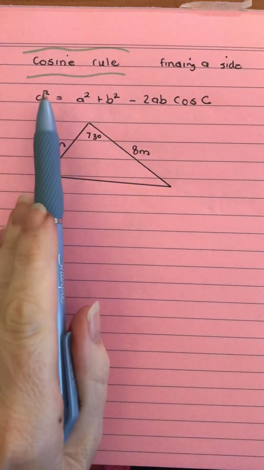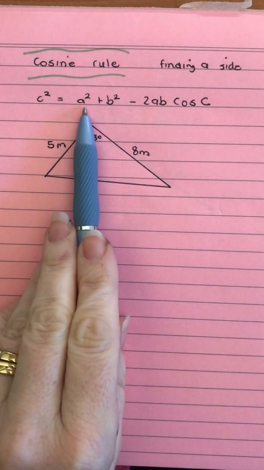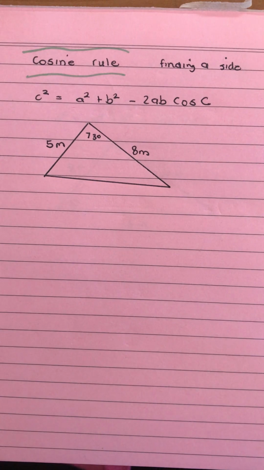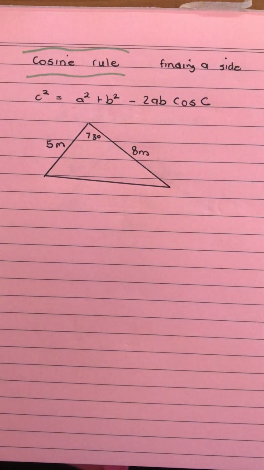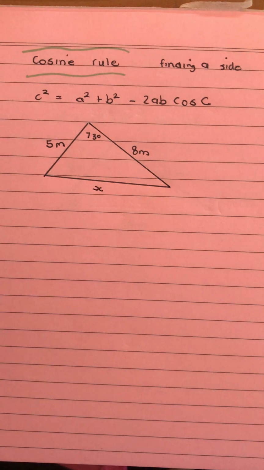Our cosine rule is for non-right angle triangles, and it is c squared equals a squared plus b squared minus 2ab cos C. When we see the triangle, it may have letters on it already. I like to use the ones from the rule. You can rewrite the rule to match the letters that you're using, or redraw the triangle to match the rule. In this case, I haven't put any letters on there, so I'm going to label with what I've got.